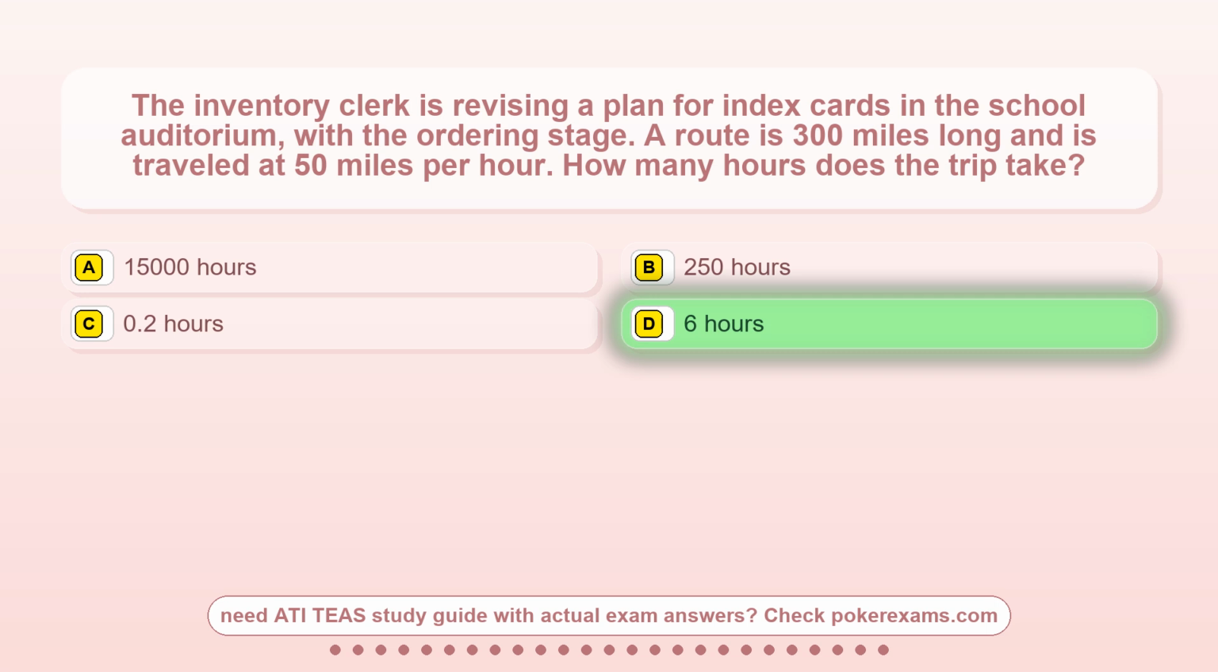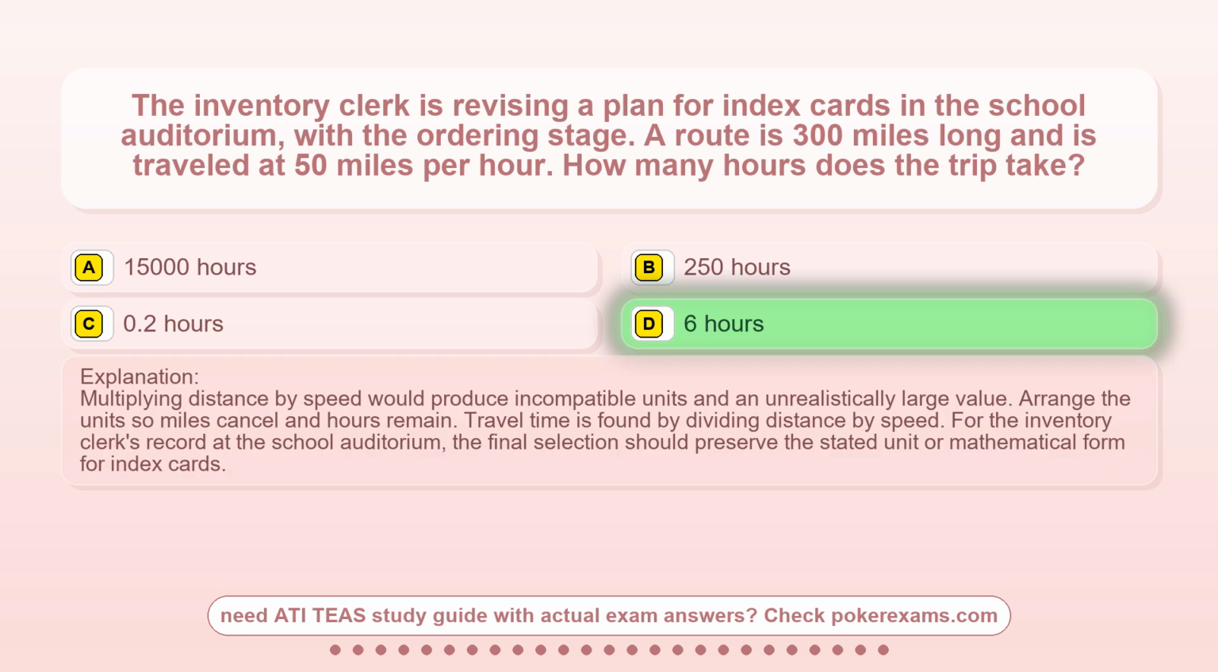The correct answer is option D, 6 hours. Multiplying distance by speed would produce incompatible units and an unrealistically large value. Arrange the units so miles cancel and hours remain. Travel time is found by dividing distance by speed. For the inventory clerk's record at the school auditorium, the final selection should preserve the stated unit or mathematical form for index cards.